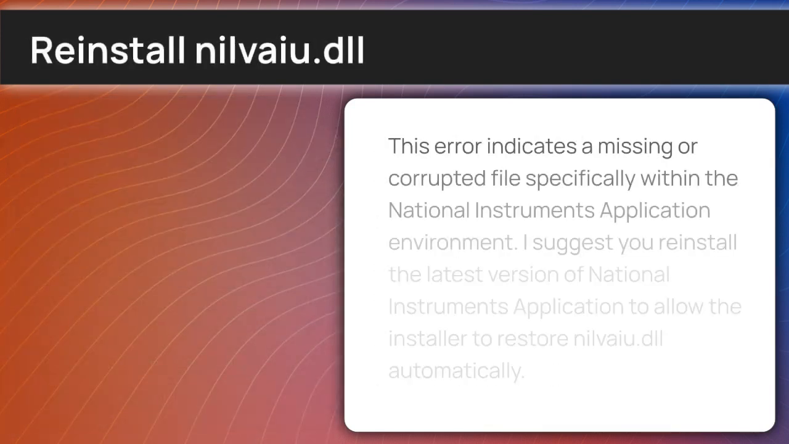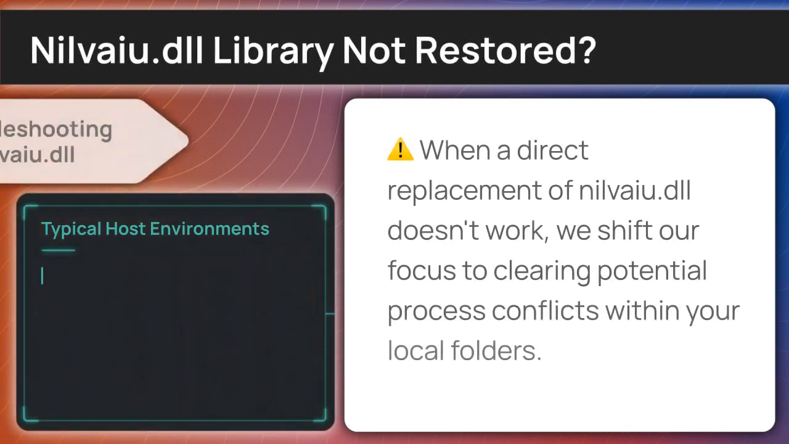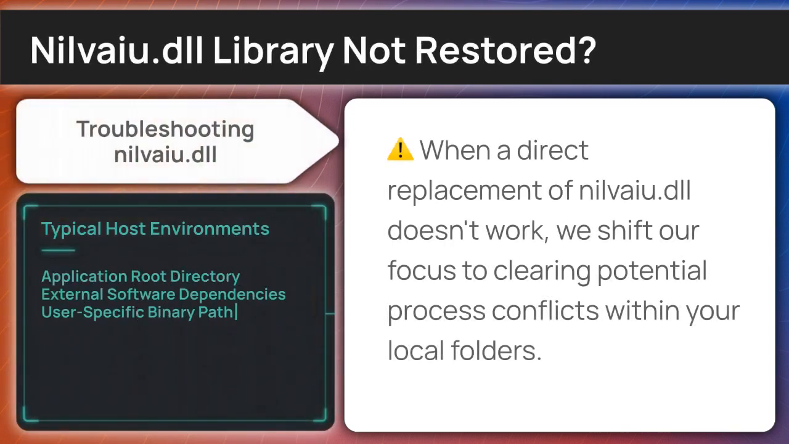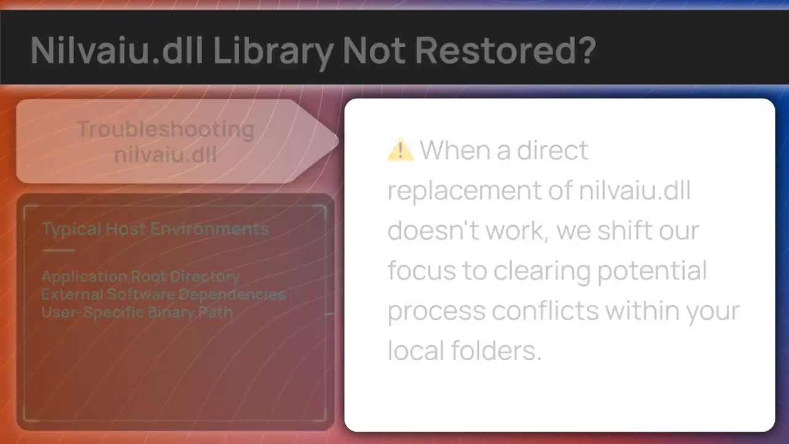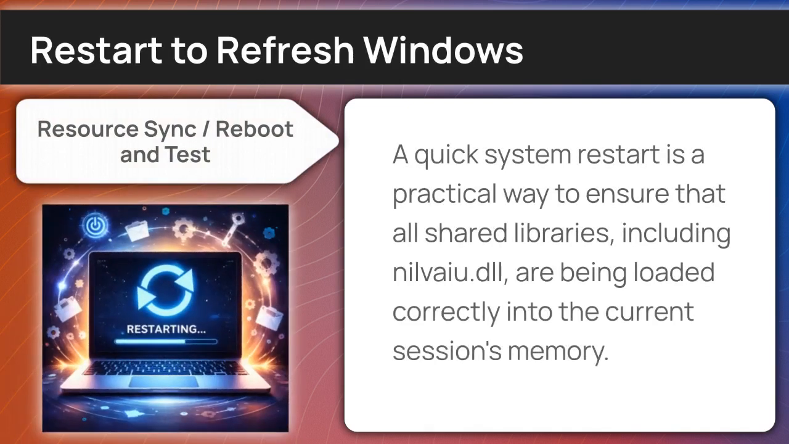This error indicates a missing or corrupted file, specifically within the National Instruments application environment. I suggest you reinstall the latest version of the National Instruments application to allow the installer to restore the Nilvaiu Library DLL automatically. If a standard reinstallation doesn't restore the library, we need to verify if the system environment is properly recognizing the new components. A quick system restart is a practical way to ensure that all shared libraries, including Nilvaiu Library, are being loaded correctly into the current session's memory.